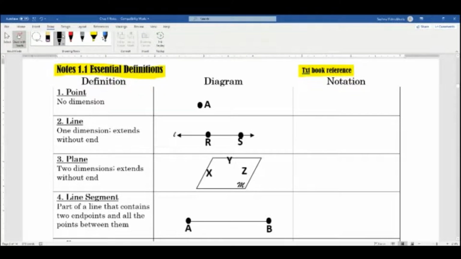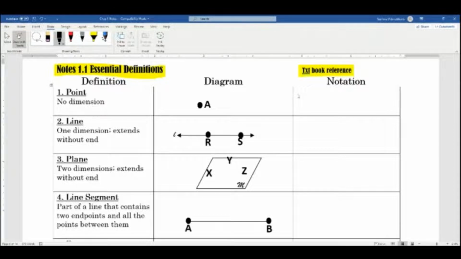So the first definition I'm going to talk about is the point. A point in geometry means a very specific location, and a point has no dimensions. So this point right here, point A, doesn't have a length or width. It's just a location.